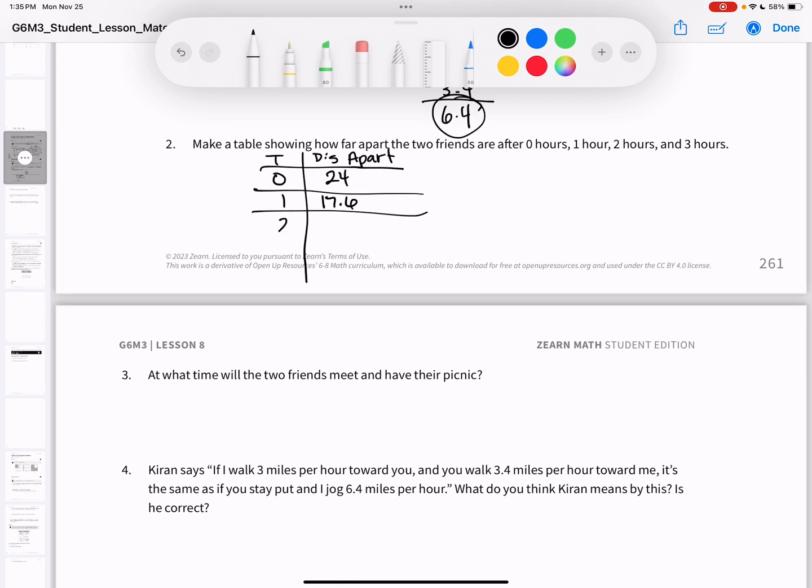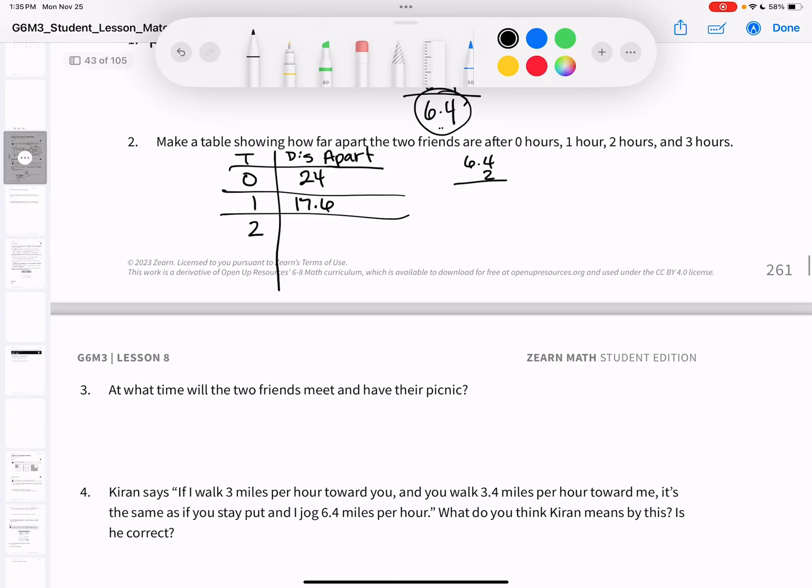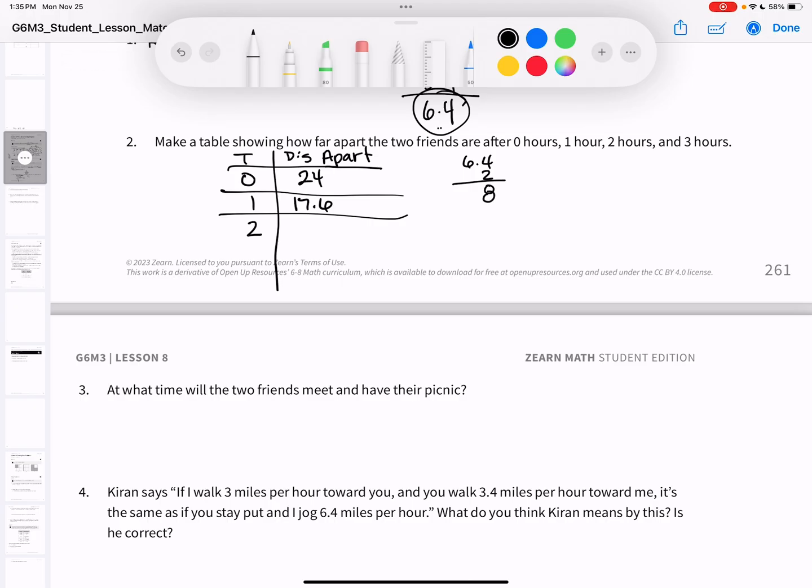Now, after 2 hours, we double their unit rate. So 6.4 times 2, it's 8, it's 12, 1 behind the decimal, 12.8. So we're going to do 24 minus 12.8. And that gets us 11.2 miles. So after 2 hours, they will only be 11.2 miles apart.